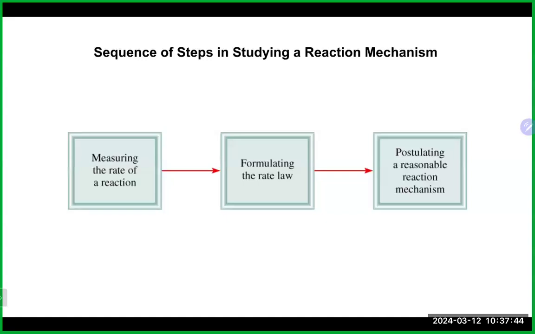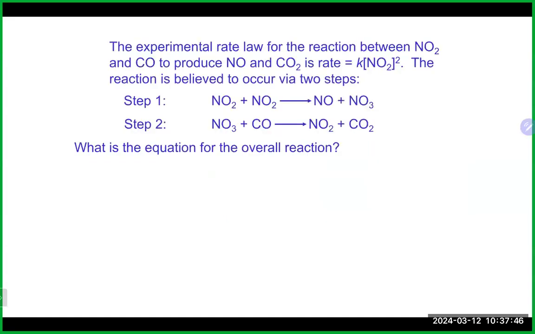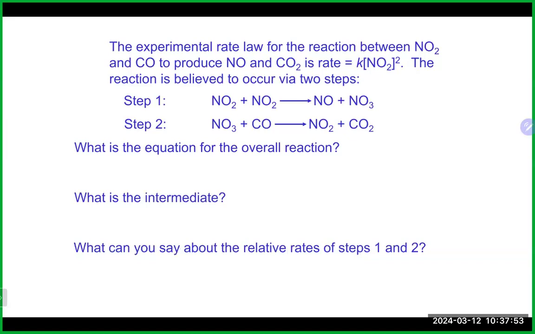All right, so let's talk a little bit about some of the ways that we go through this. Why don't you try this one here and see what you come up with. What is the equation for the overall reaction? What is the intermediate? And what can you say about the rates of step 1 and step 2 in this mechanism? So take a moment, try to work through that, and we'll talk about it here.